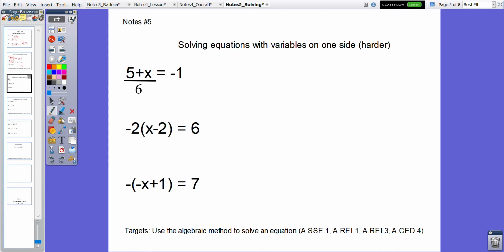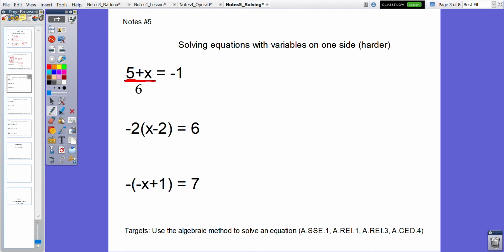Once again, we have some equations here that are a little bit harder, but that are equations with variables on one side. For this one, we have the sum of 5 and x divided by 6 equals -1. Now, this one's a little bit different, the reason being that we have this whole top part right here. Our variable is being added to 5 and also being divided by 6.